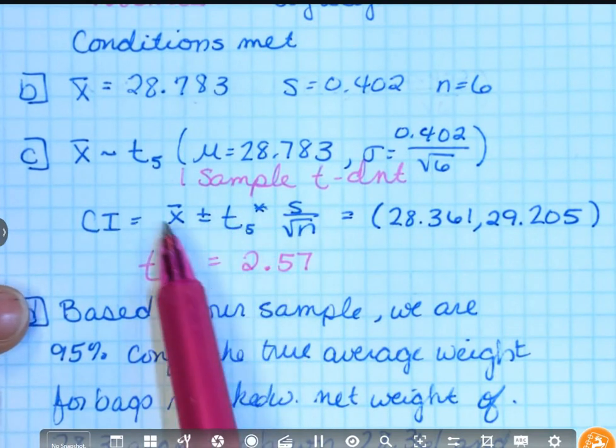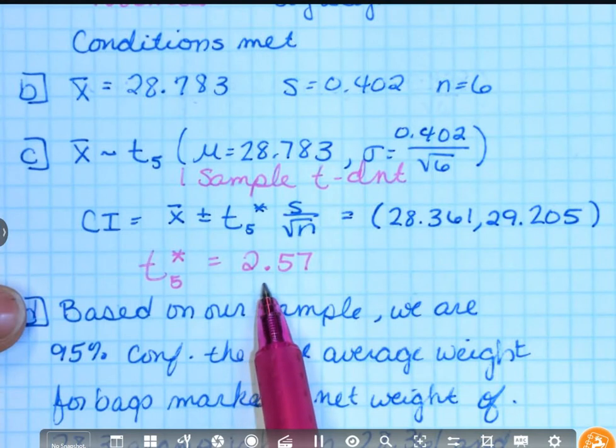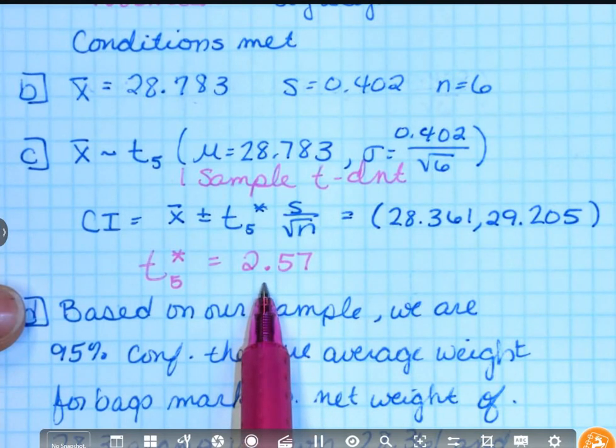You could have either put this formula with all the values in it, or just write the formula, but did you write t star? Everybody look at your paper. Did you write t star? That is a deal breaker if you don't do that.